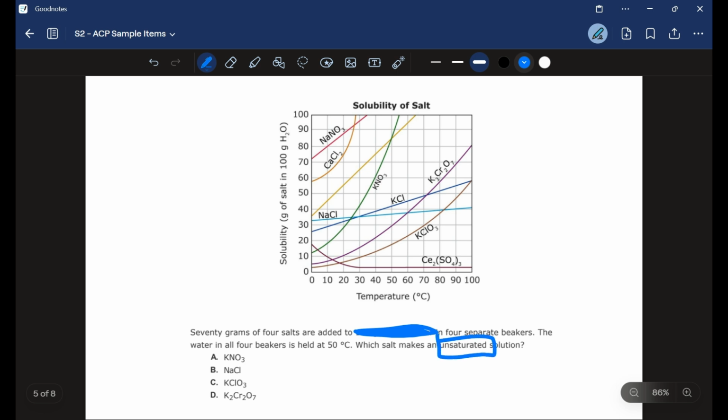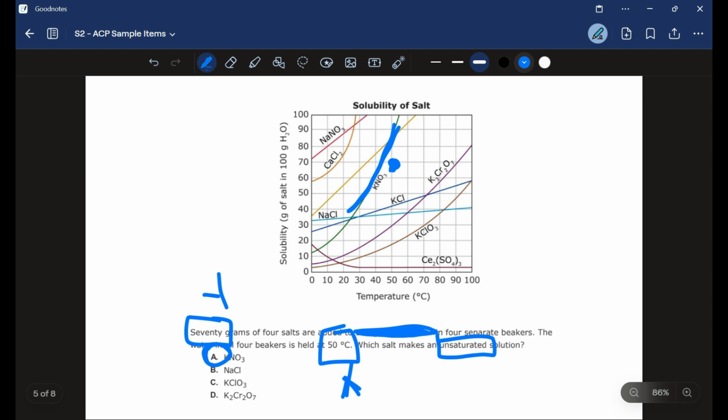That means your point should be below the line. All 4 beakers are at 50 degrees Celsius. We have 70 grams. So your grams are your y-axis. Your temperature is your x-axis. So 50 degrees, 70 grams is somewhere around here. And now you're going to look through your answer choices, look for those lines, and pick the one that's above your point. So KNO3 is right here. Our point is below it, which means that's a good answer. That would be an unsaturated solution. So let's circle it for now.